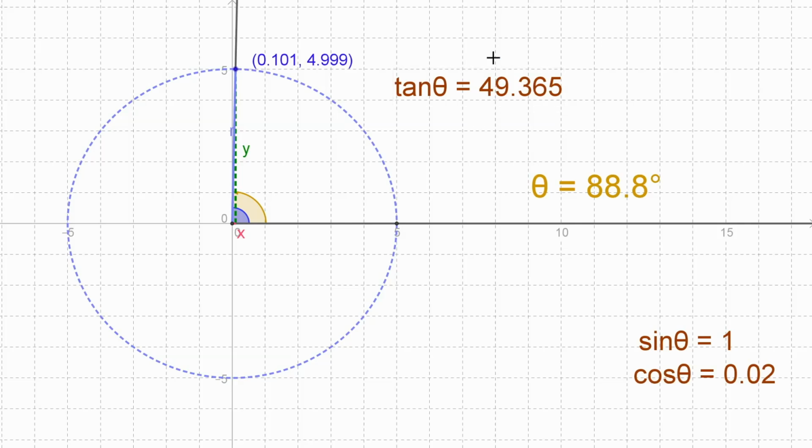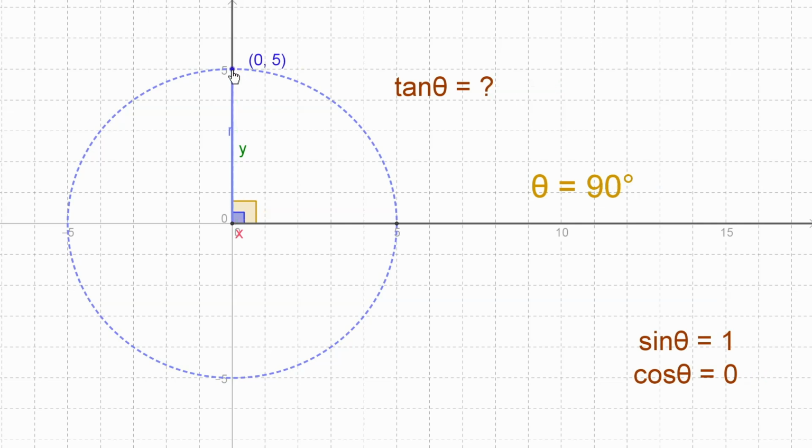It goes up and up and up towards infinity when I approach 90 from this side. But when I get to 90 there, it says question mark, and the reason is because if you think about it, to calculate my tangent ratio there, I have 5 divided by 0, and as I'm sure you're aware, dividing by 0 is undefined, right? 5 divided by 0. So the tangent ratio for 90 degrees is undefined. We say it's undefined. There is no tangent ratio there.